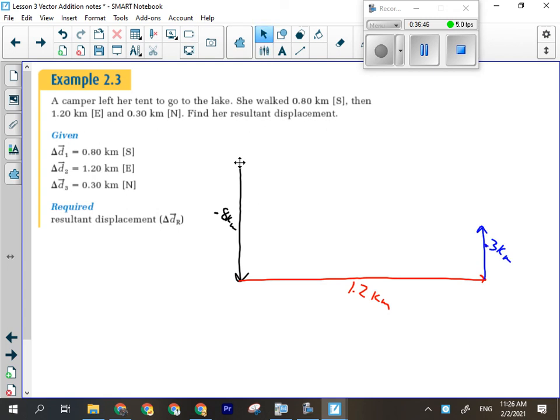Okay, where would I draw a line that would represent her total displacement? Well, our displacement is our change in position, right? This is my initial position, and this is my final position. My displacement should be a line that connects those two places. Agreed? Okay, so that line is my overall displacement. It makes a right angle triangle.